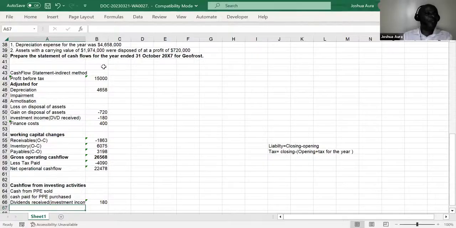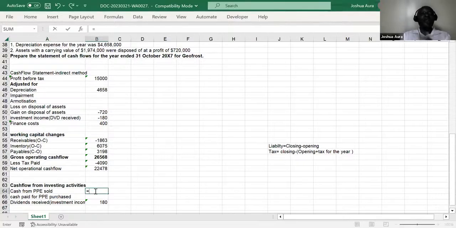Cash paid for PPE purchased. This is quite a tricky one. Cash from PPE sold. Let us do this first. So we say equals. In this case, cash from PPE that was sold. We can see from note number 2, assets with a carrying value of 1974,000 were disposed of at a profit of 720.